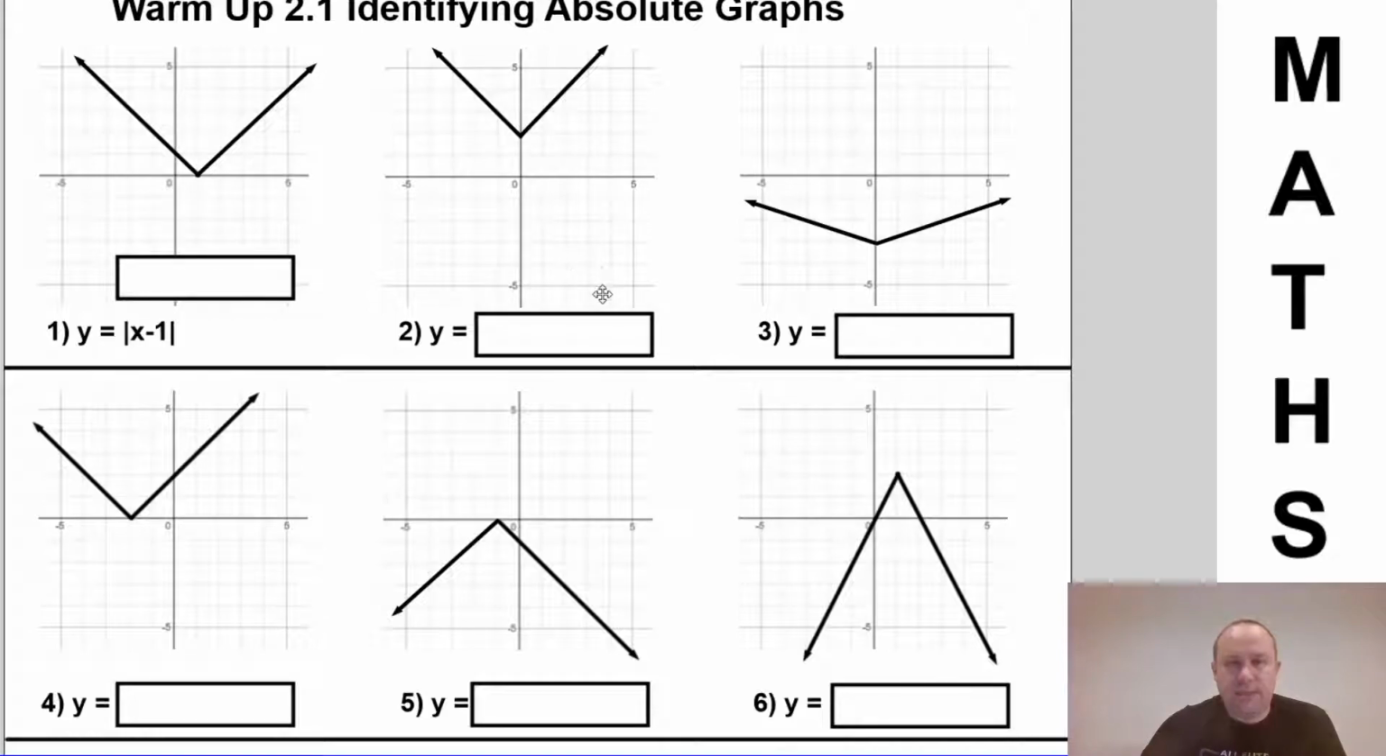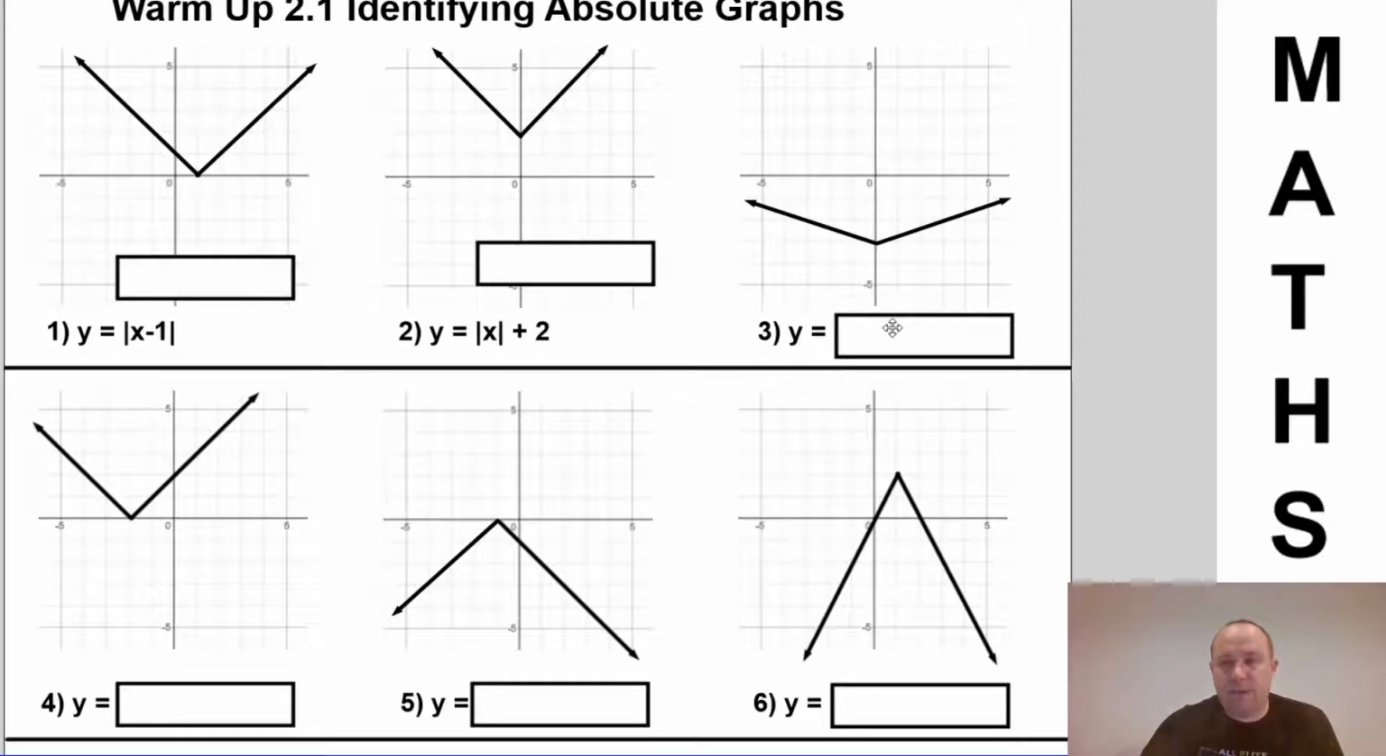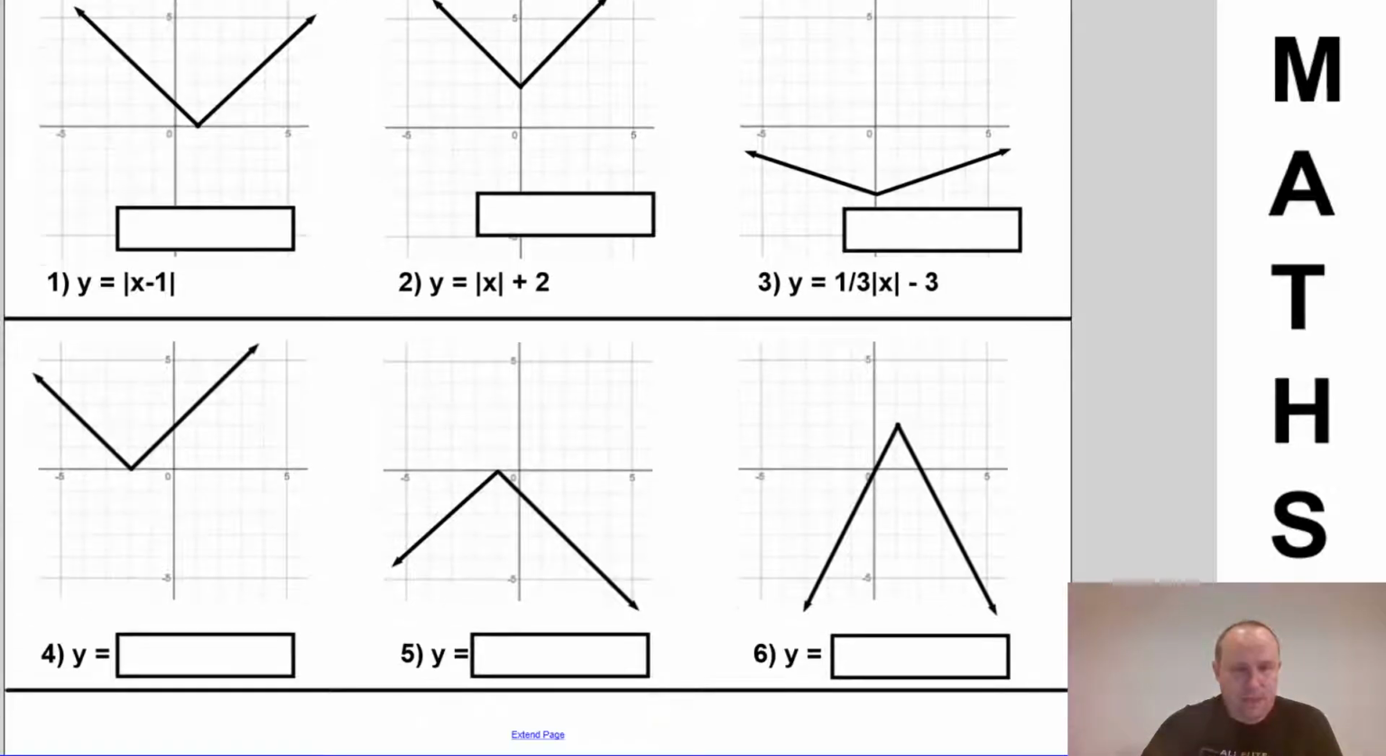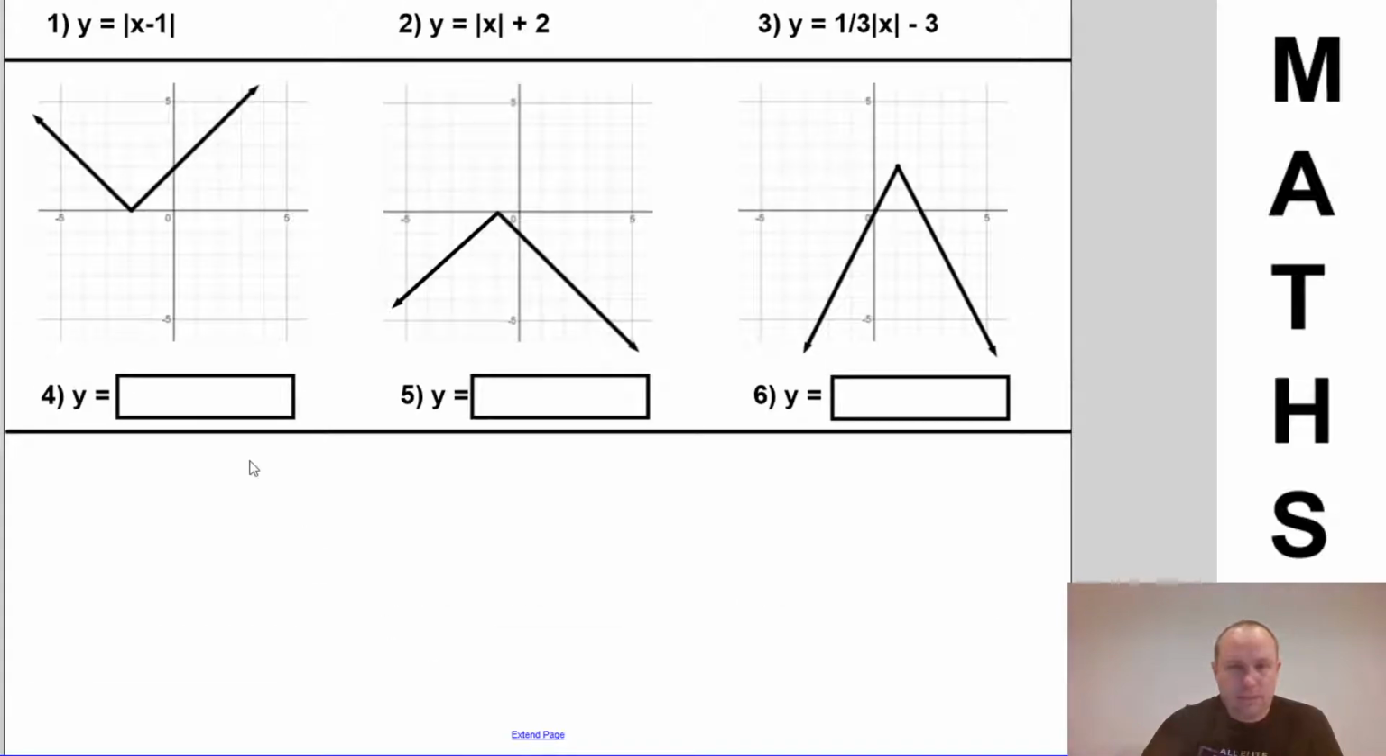So this one was just translated to the right, so that's going to be a transformation inside the absolute value. This one was moved up 2 places, so that's after the absolute value at the end of the equation. This one also had a slope of 1/3. It went up 1 and across 3, and the graph moved down 3 places, which is why it ends in -3. Let me scroll up just a little bit more so we can see 4, 5, and 6 easier.